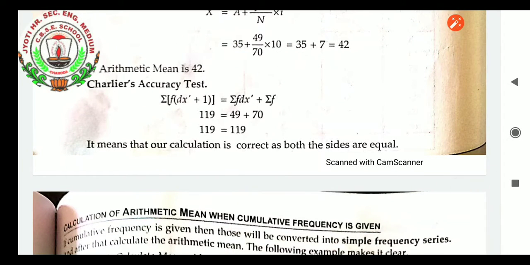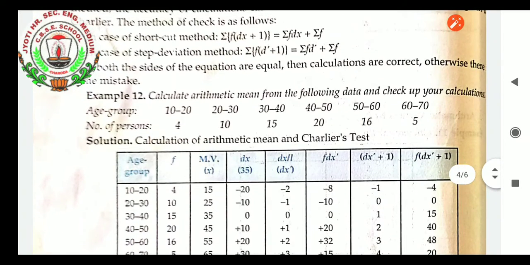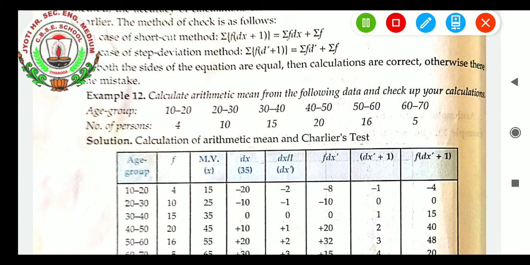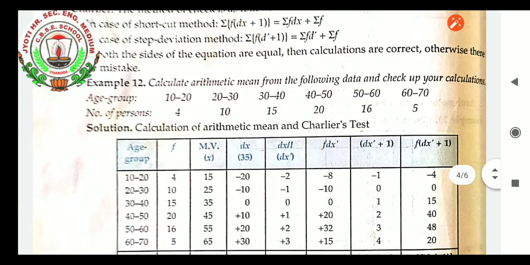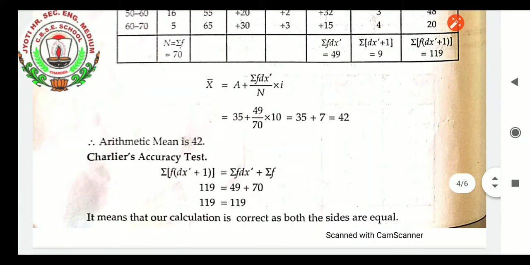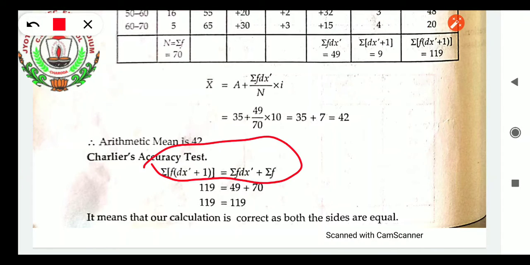Charlier's accuracy method, let us have the calculation. Charlier's accuracy test, step deviation formula you can see here first. The formula is here, the same formula we will be using and putting here. Charlier's accuracy test: sum of f dx dash plus 1 equals sum of f dx dash plus sum of f. Substitute the values: sum of f dx dash plus sum of f, 49 plus 70.